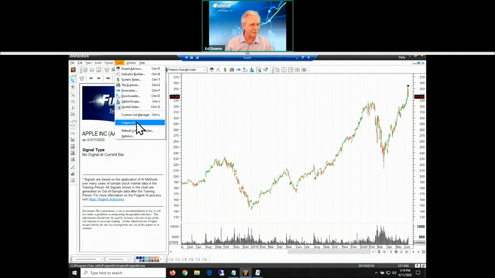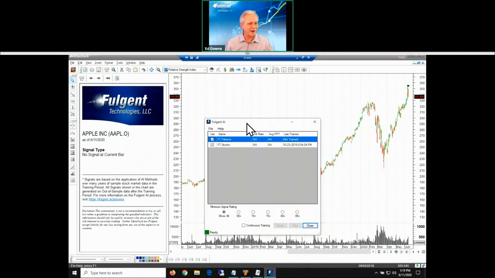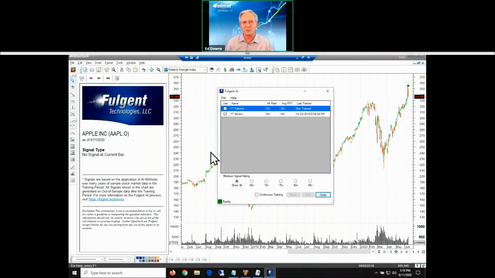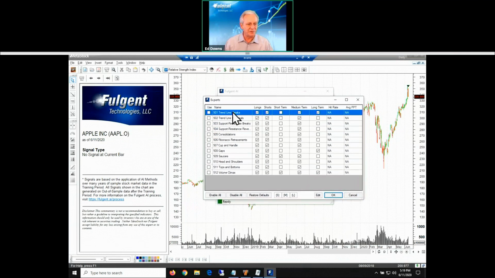Okay, let me show you some awesomeness here. So Fulgent AI, here's our interface to Fulgent AI. This thing on the bottom is the other AI program that we're selling, FT Stocks. We're not going to talk about that today. We're going to look at the chart pattern engine. So that's FT patterns for Fulgent Technology patterns. So I'm going to bring that up, and you see all these patterns listed here. We're going to be talking about what goes on out here in a little bit, but right now I'm just going to turn on trendline breaks and trendline reversals.